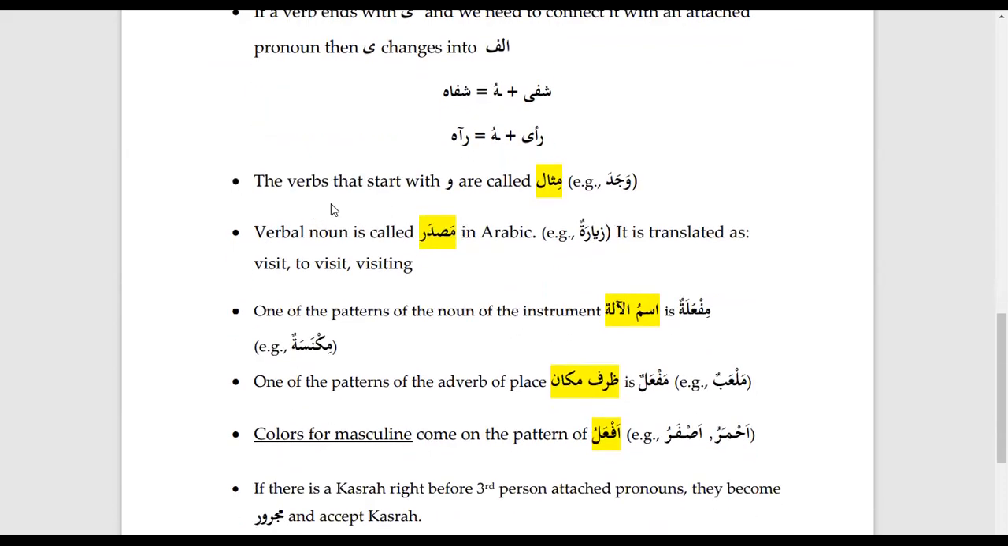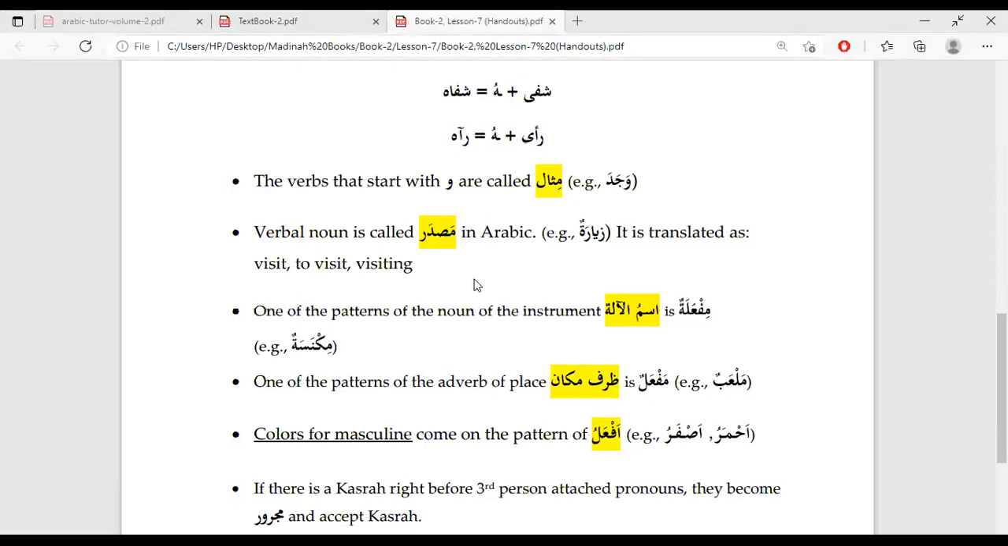And this lesson has the verbs that start with waw. So the verbs that start with waw, we call them mithal. Verbal noun is called masdar. Masdar is very important, by the way, and inshallah, in the following lessons, we will learn many patterns of masdar as well. When we say ziyaratun, it can be translated as a visit, to visit, and visiting, depending on how it is used in the sentence.